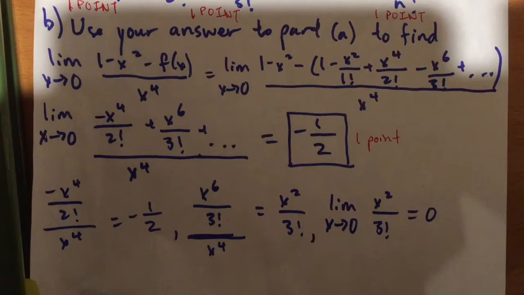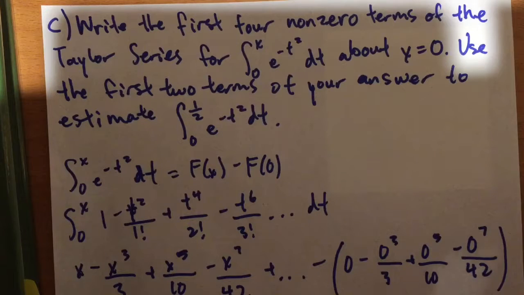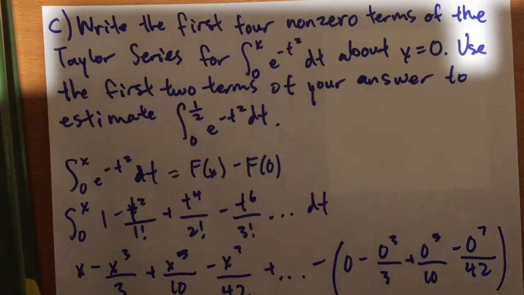Point breakdown for part B is just simply 1 point for the answer. Part C. Write the first four non-zero terms of the Taylor series for the integral from 0 to x of e to the negative t squared dt about x equals 0. Use the first two terms of your answer to estimate the integral from 0 to 1/2 of e to the negative t squared dt.